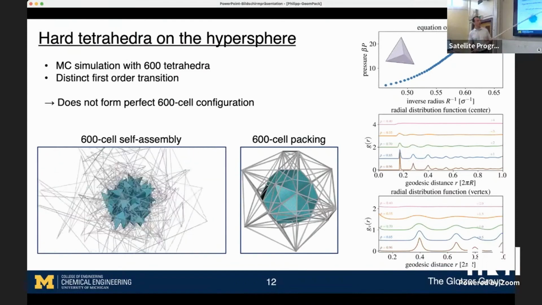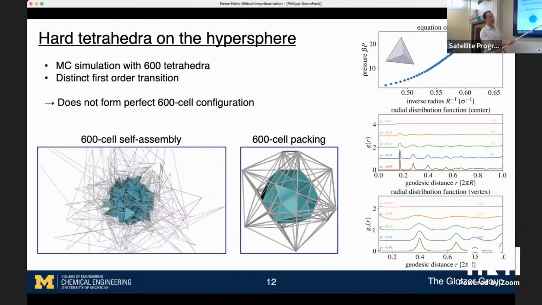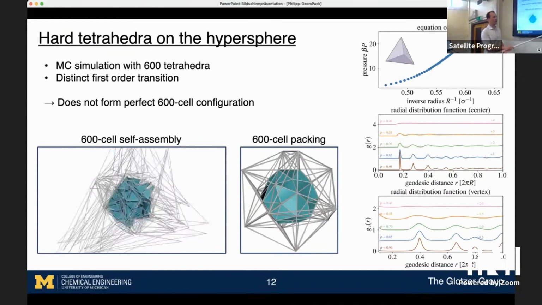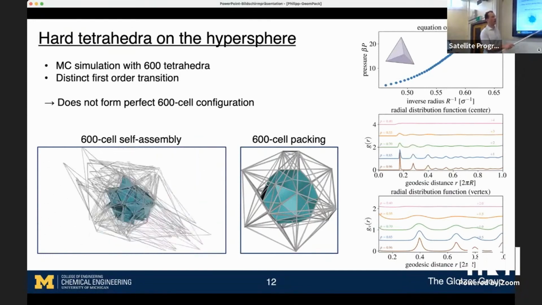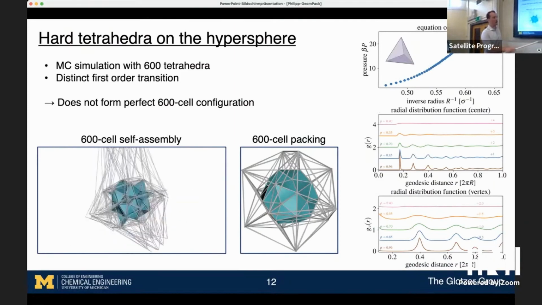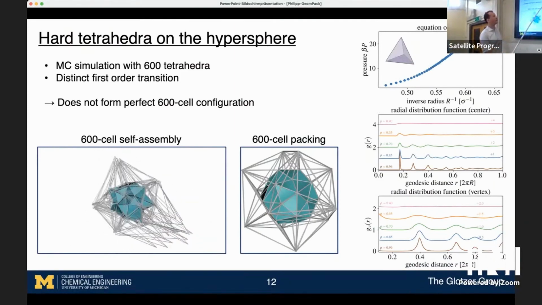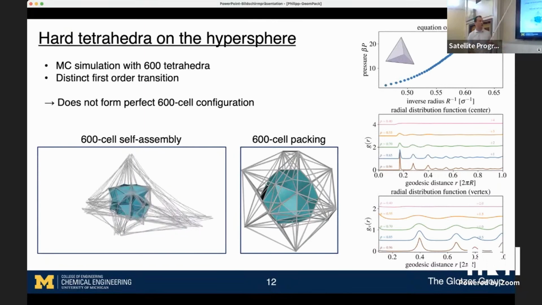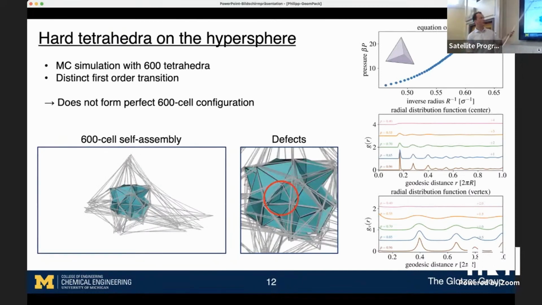According to the radial distribution functions, it goes into the 600 cell configuration with these peaks, and here the dual peaks of the 120 cell, but we can't really reach perfect tessellation. What you can see is that it's already slightly distorted. And when you zoom into the structure, you can see that it forms these kind of void defects in this system. So there are slight voids which form during the transition, which can't be resolved anymore.